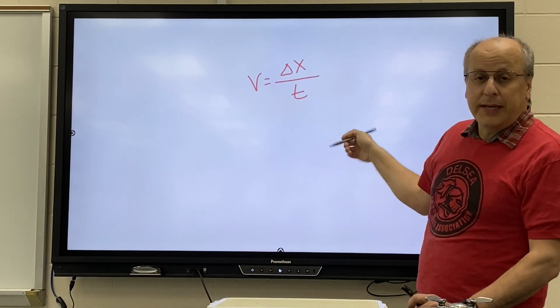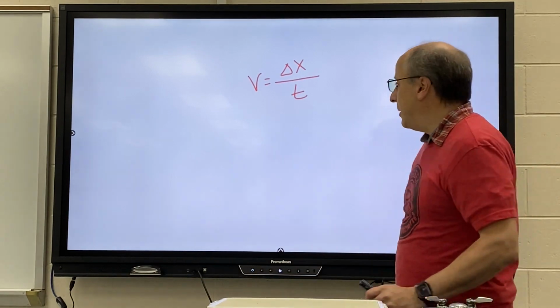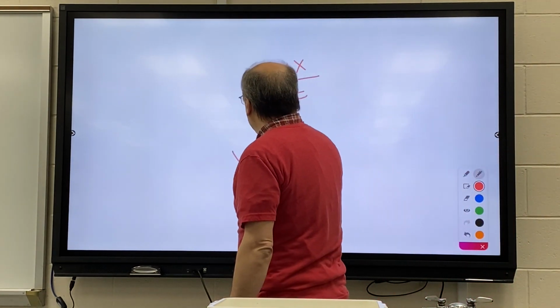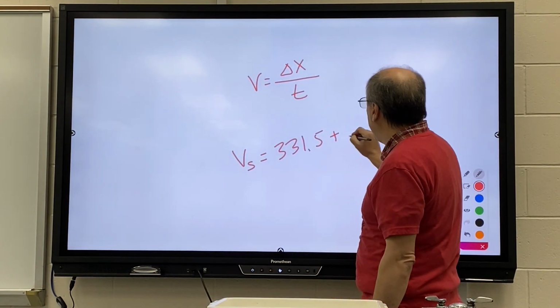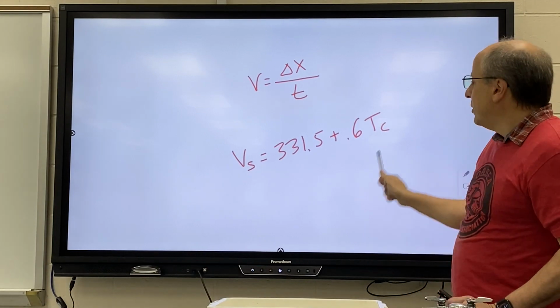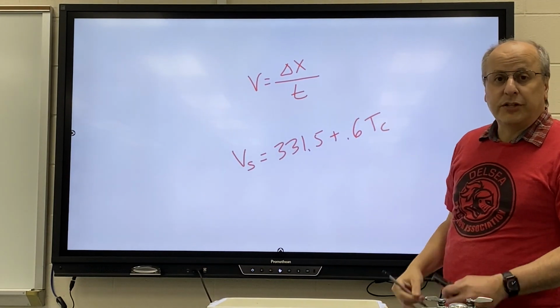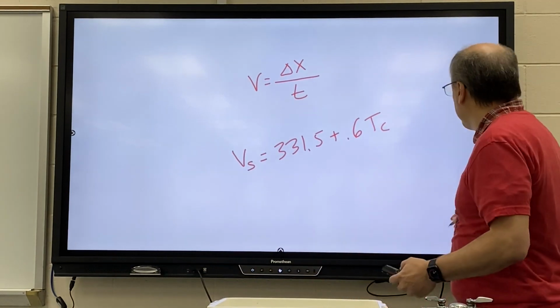Velocity equals displacement over time, or you could just say speed equals distance over time. Then when you're working with air, you want to remember that the speed of sound changes based on the temperature. So you want to use this equation to equate temperature with the speed of sound through air.